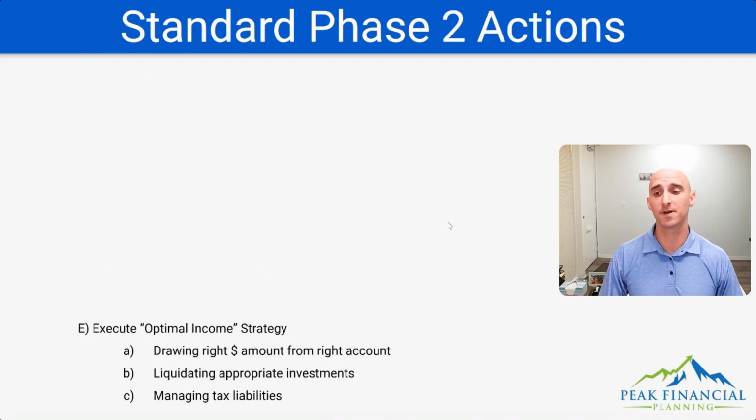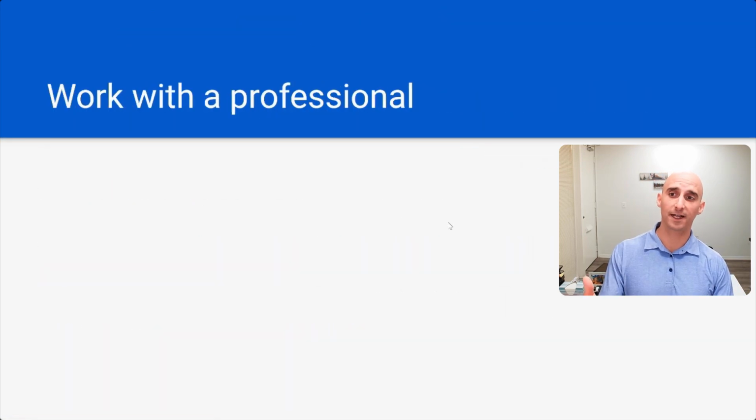So there's a bunch of different things that go into that, but that has to be done on an ongoing basis. And then last but not least, we want to execute that optimal income strategy, which is if you're in that later phase of life or you're already in the financial independence portion and you want to start drawing income, well, we want to draw the right amount of income from the right accounts. We want to liquidate the appropriate investments in order to do that. And we want to do that all with an eye on taxes and minimizing how much we give back to the government. So that's what a comprehensive financial plan is.